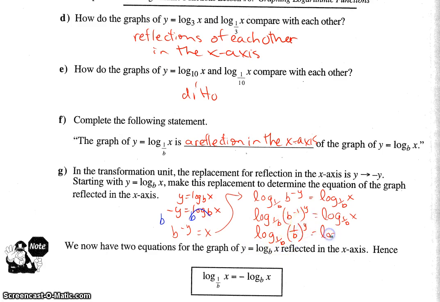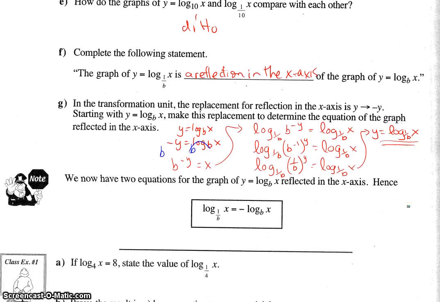What I've just discovered is that my base on my log and my base on my power inside the log are the same. So that whole left-hand side should just equal the exponent, which is y. So we have y equals the right-hand side, log base 1 over b of x. And there we go. We've proved that by doing a reflection in the x-axis, we get the equation y equals log base 1 over b of x.